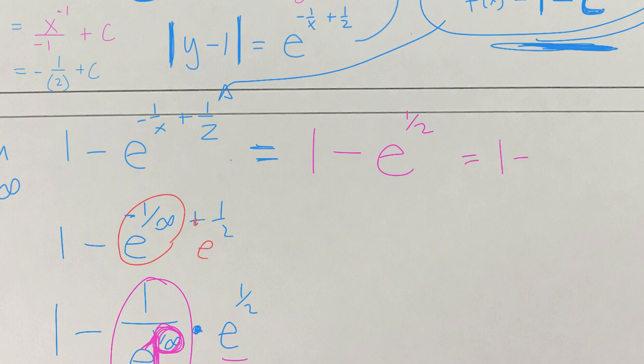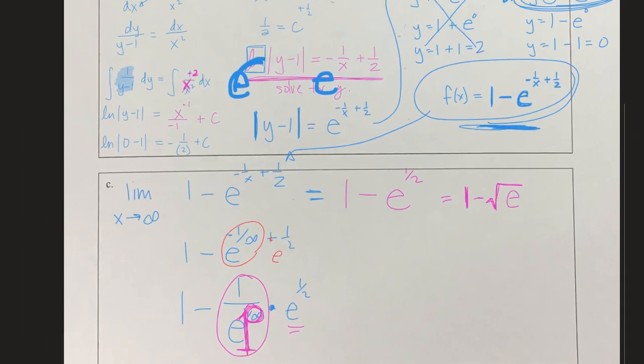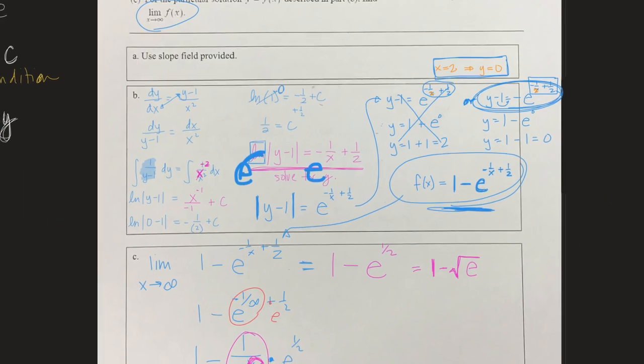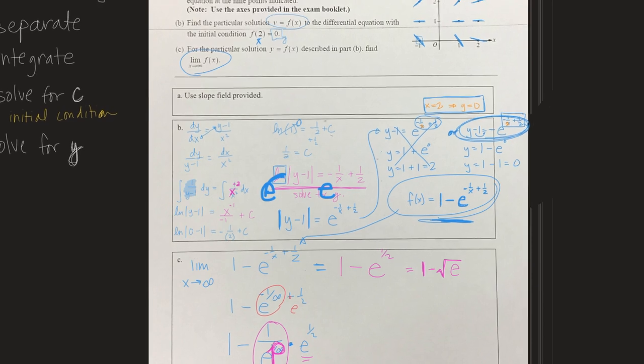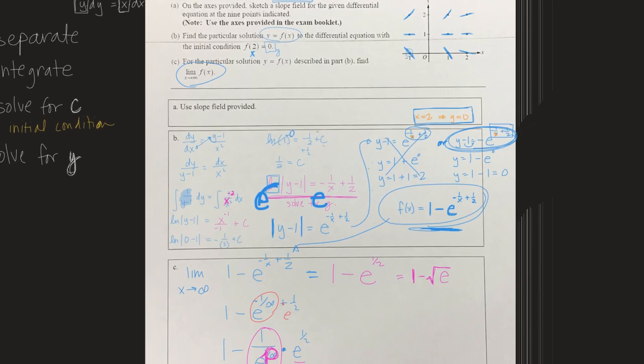Maybe you want to write it 1 minus the square root of e. Maybe that sounds better to you. I don't know, but those are both equivalent expressions. And that is the answer, and we're all done with this FRQ. So this is how the AP test is going to test you on slope fields and anti-differentiating those things.